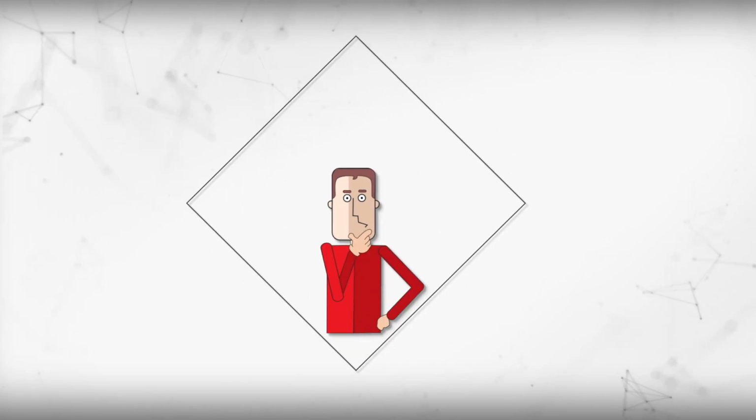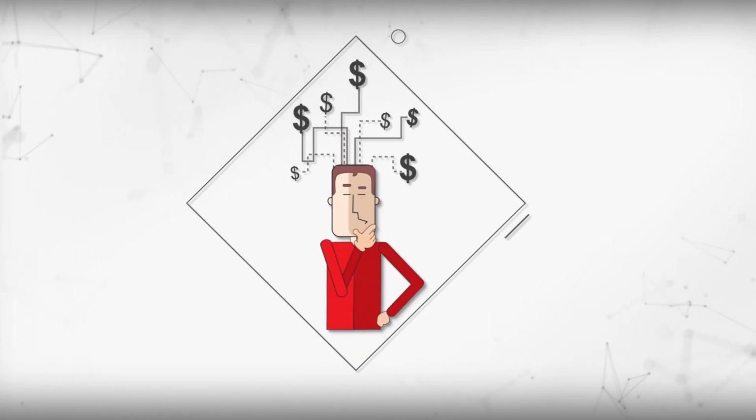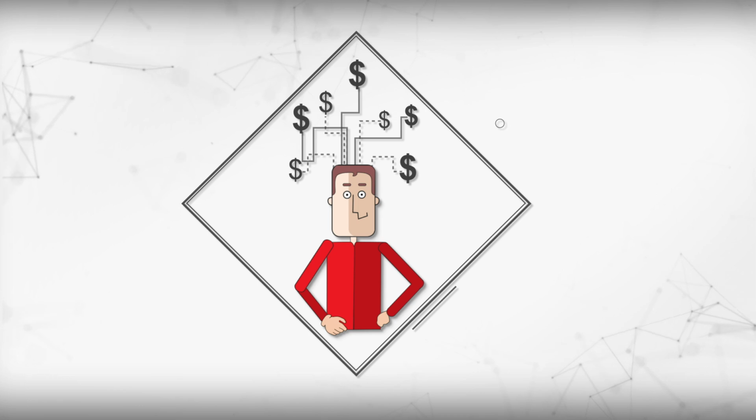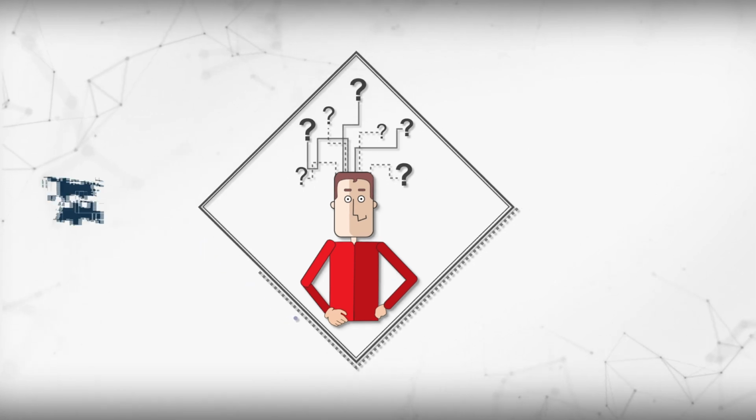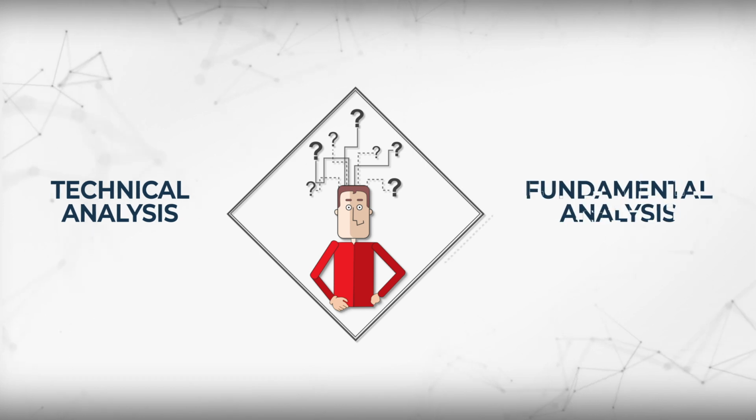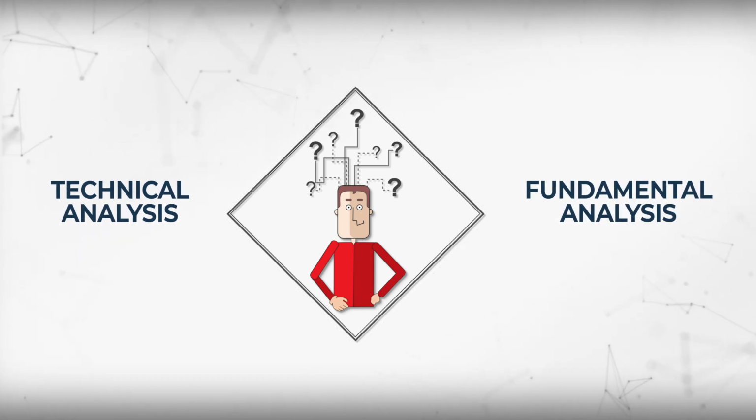The main goal of every successful trader is to make forecasts and gain profits in the financial markets. It may sound like a challenging task, but still it can be done. Technical and fundamental analysis help traders to do this. What are the differences between these two types of analysis?